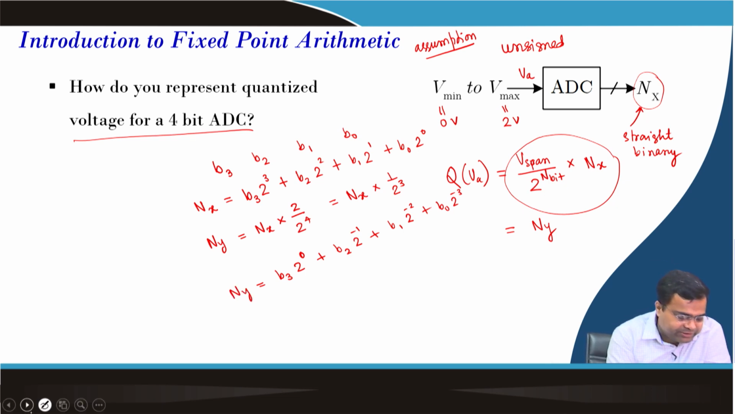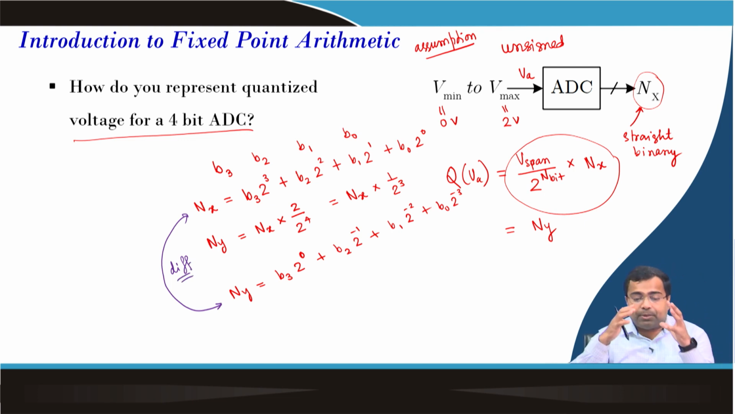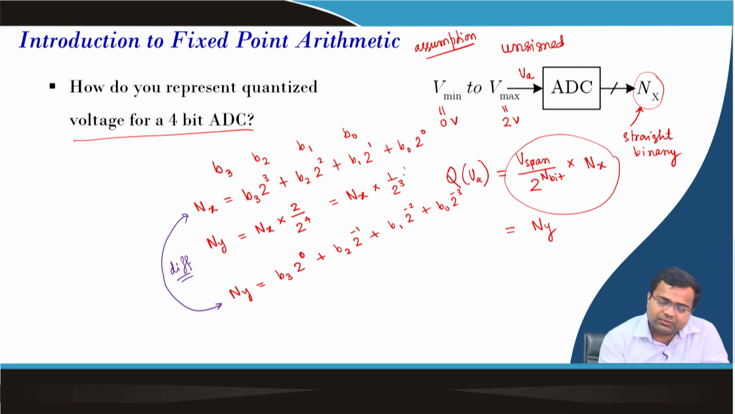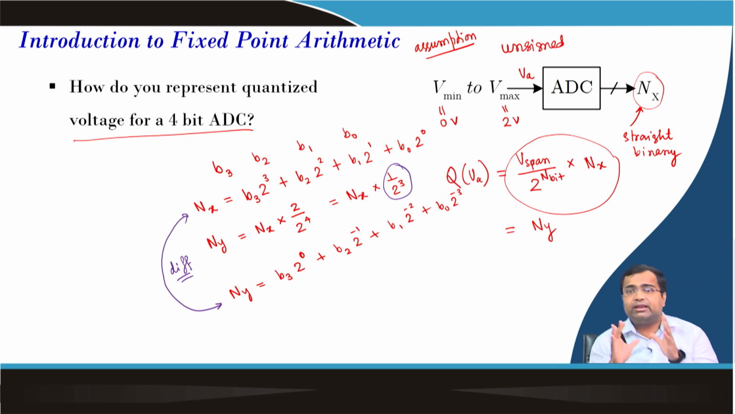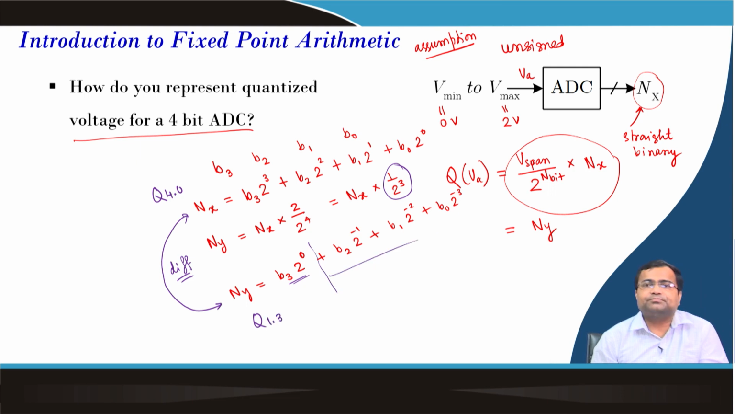What is the difference between this number and that number? The only difference is that the whole thing with powers of 2 up to 2 to the power 3 we have multiplied with a factor of 1 by 2 to the power 3, and ny is this, and this is called Q format. So, here it is like Q4.0, that means virtually there is no fraction. Here, there is only one integer bit, all the rest are fraction. So, it looks like Q1.3.